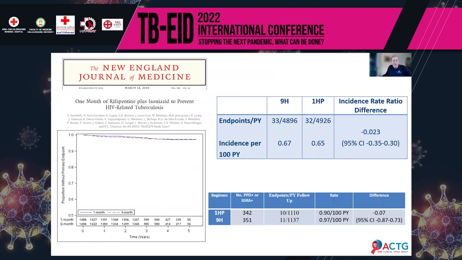Subsequently, we've shown that 1 month of rifapentine and INH, or 1HP, is non-inferior to 9 months of INH in people living with HIV. And here are the overall data showing that in people with HIV in high burden settings, there's no difference in rates of TB in those who received 1 month of rifapentine and INH versus 9 months of isoniazid. You can see the incidence rates here, and this was easily non-inferior in that subset of individuals who had a proven latent infection, that is, who had a positive PPD or IGRA test, again, clearly non-inferior with slightly higher rates in those receiving INH than those receiving 1HP.